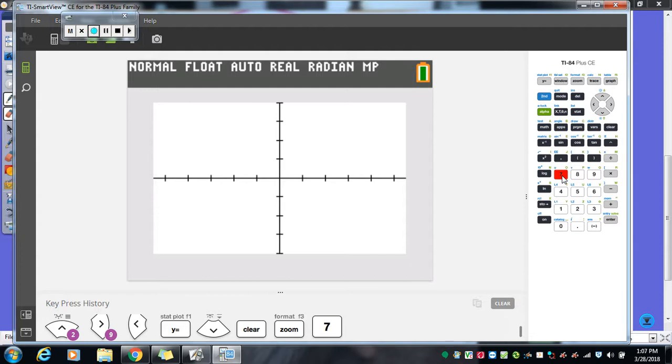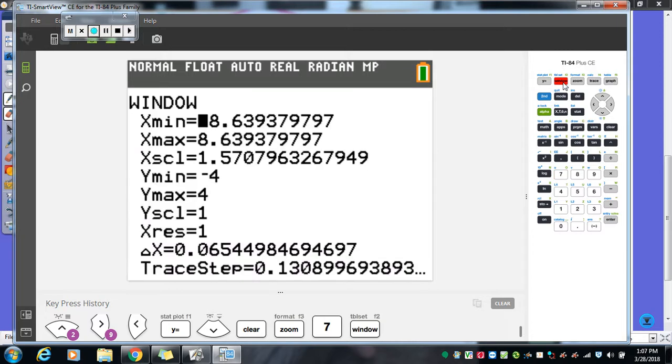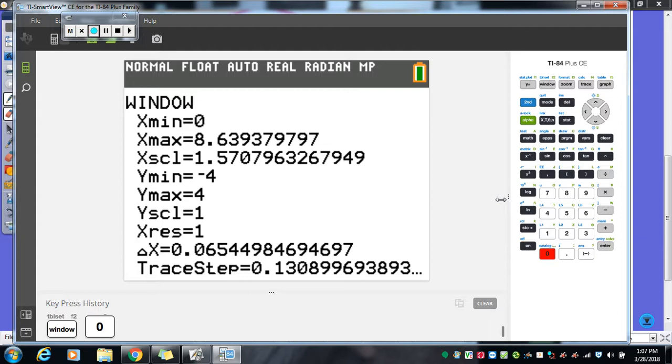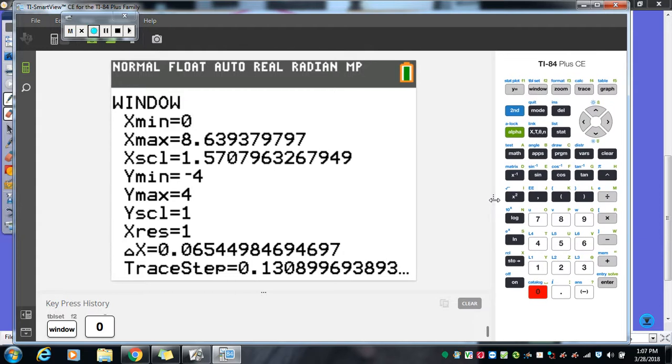It's because our numbers are different. So we've already figured out what our numbers are. We just have to put them into our window. So our x min should be 0. Then what was our x max? How far did we go on our graph? What was our x max going across? 24.